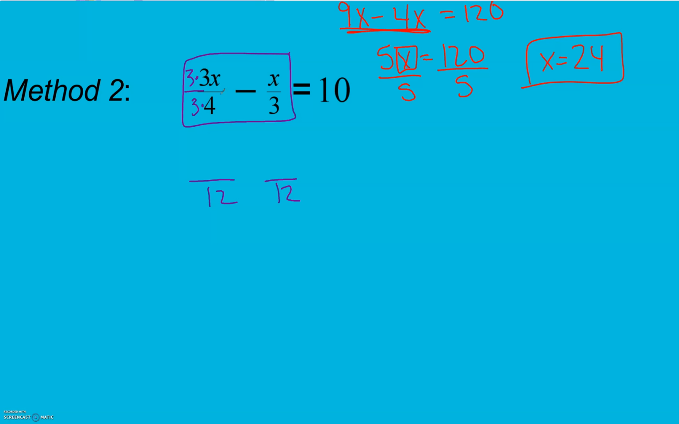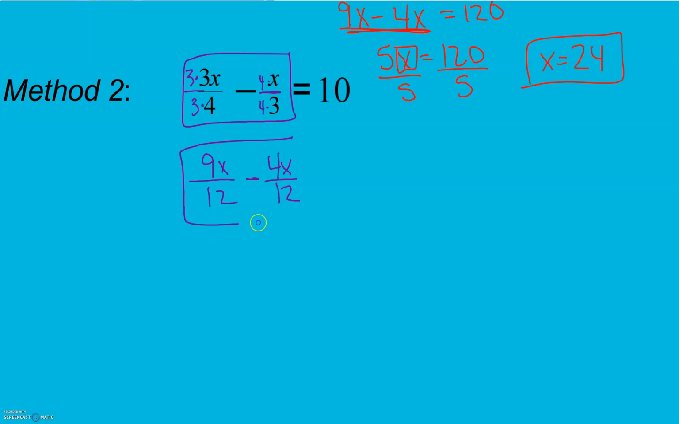Because I'm only changing one term, I have to just multiply by 1. Otherwise, it changes the value there. And I'm not changing the value, I'm just rewriting it to look a little bit different. So 3 times 3 is 9x over 3 times 4 is 12. To go from 3 to 12, I had to multiply by 4. And again, I'm not changing the value, I'm just rewriting it to look a little bit different. So 4x over 12 is the exact same thing as x over 3, it's just not reduced.